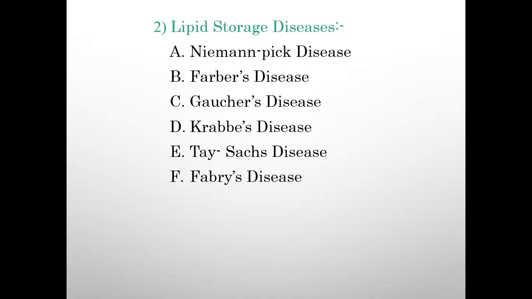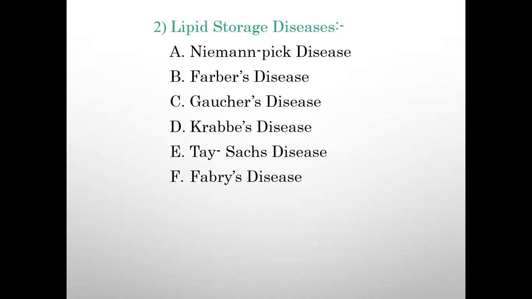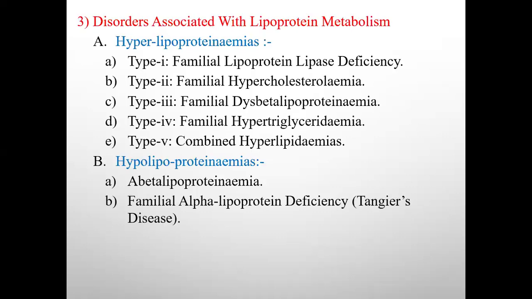Another classification is lipid storage diseases. The previous ones are disorders that have to do with fatty acid oxidation. Here we have lipid storage diseases. We have Niemann-Pick disease, Farber's disease, Gaucher's disease, Krabbe's disease, Tay-Sachs disease, and Fabry's disease. And the third classification is disorders associated with lipoprotein metabolism.